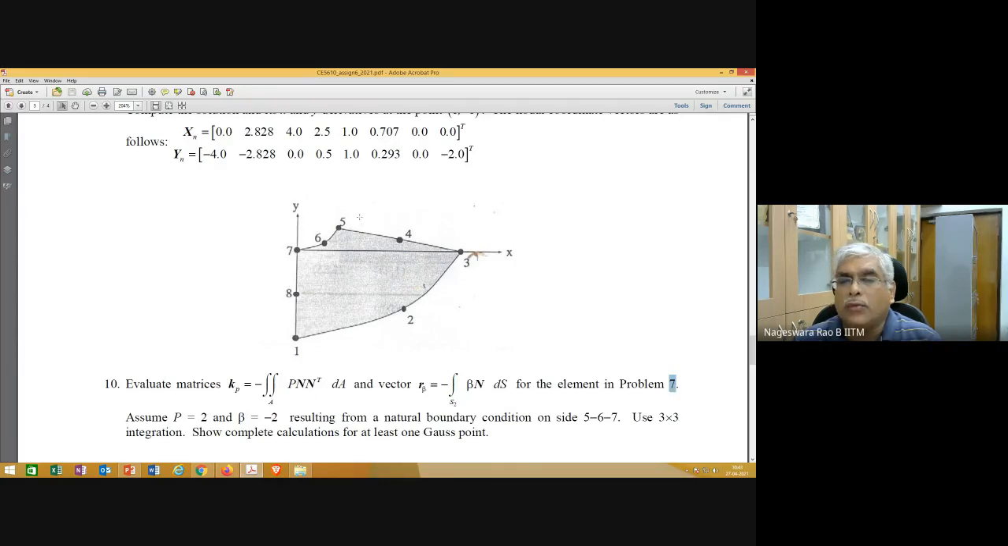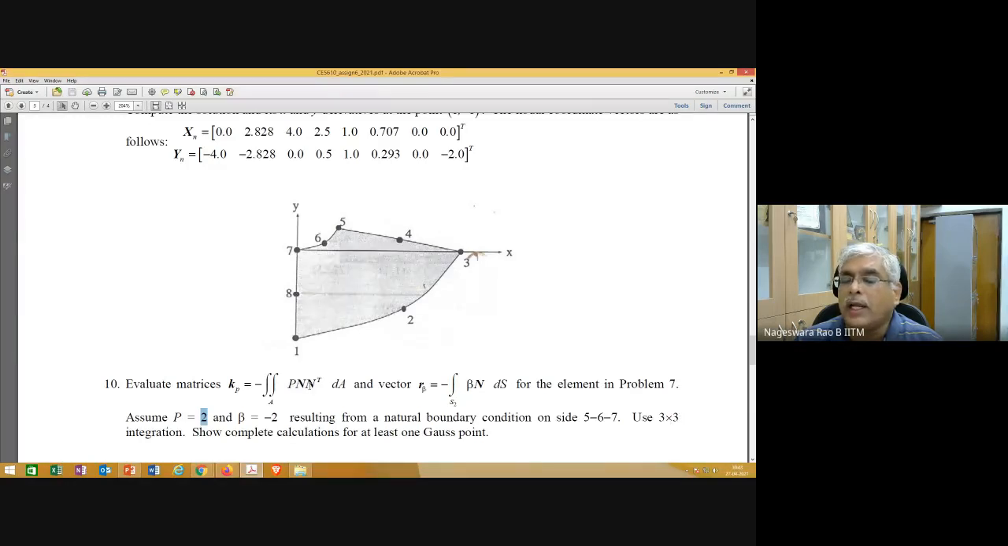Okay. So for this problem, you evaluate this integral. How do you evaluate this integral? You need to find, first of all, what n transpose is. And whatever I just showed you for the four node element, dA is determinant of J times ds dt, and the limits go from -1 to 1, -1 to 1. P is given as 2 here, and use 3/3 integration.